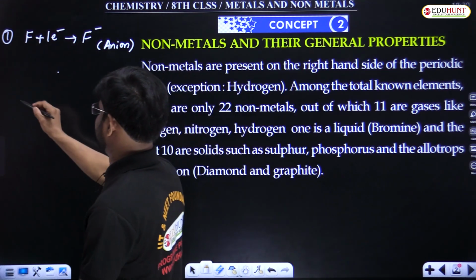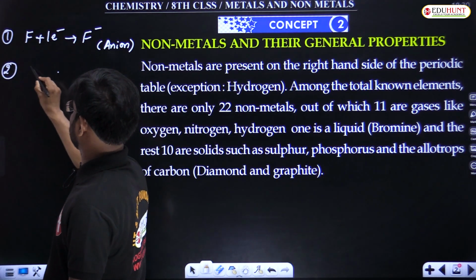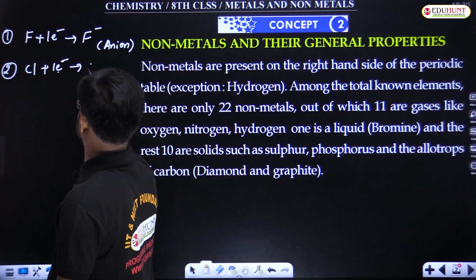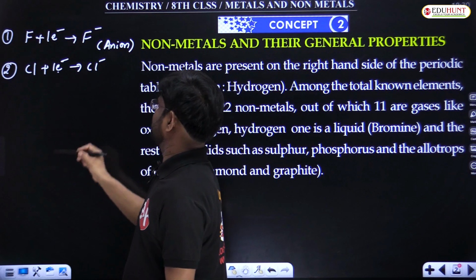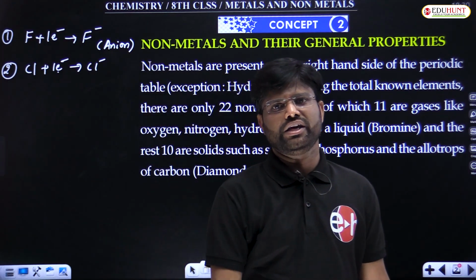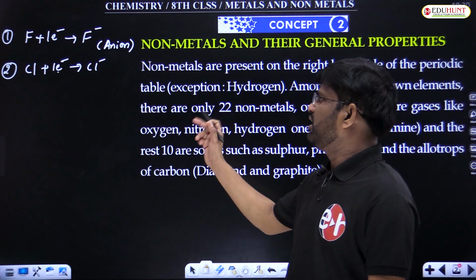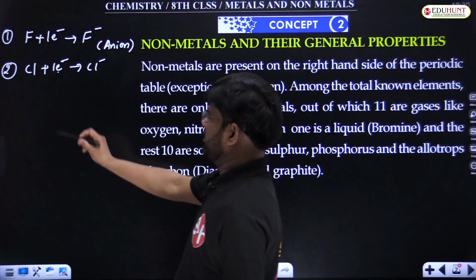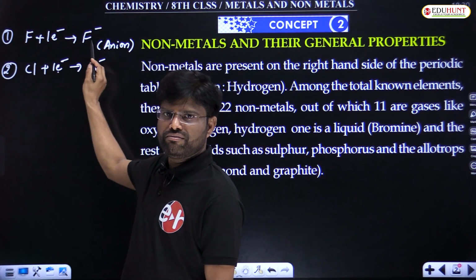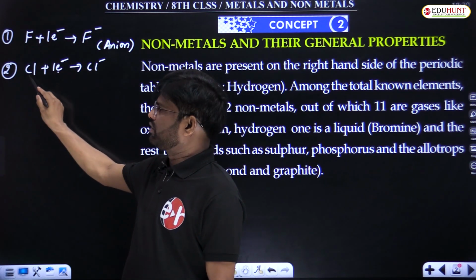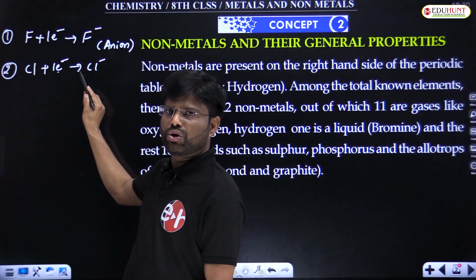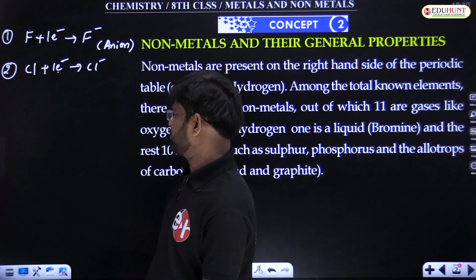The second one is chlorine. Chlorine gains 1 electron. This is also an anion, Cl minus. F minus is the fluoride anion, Cl minus is the chloride anion. Here F is the fluorine atom. If it gains 1 electron, it forms the fluoride anion. Chlorine is an atom; if it gains 1 electron, it forms the chloride anion, Cl minus.